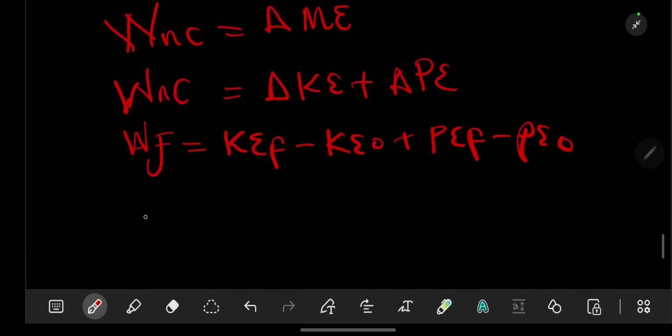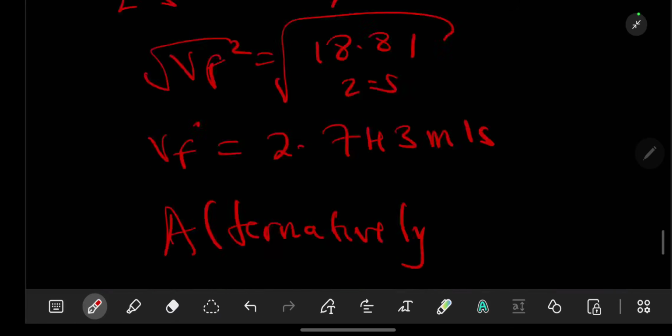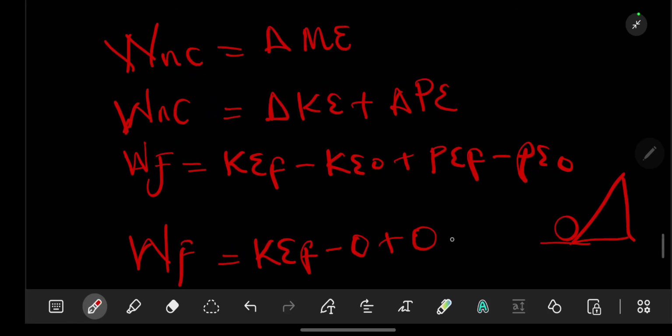We are going to say the work done by the non-conservative force, the friction in this case, should be equal to the kinetic energy final minus 0, because it started from rest. If there is no speed, there is no kinetic energy. Plus the potential energy final is also 0, because at the end the height is 0, therefore the potential energy is 0. So we have minus the potential energy initial.